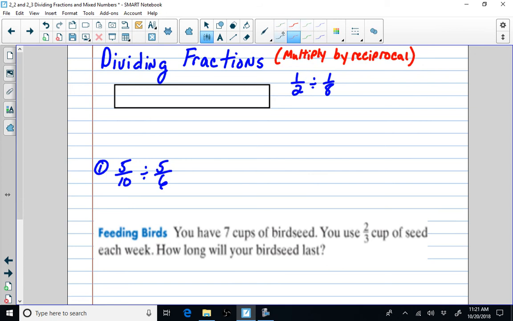Well, if I take a look at my model and I start with 1/2, right? 1/2 is going to look like this. Here's 1/2, and I'll shade this in. There's 1/2. So we have 1/2, and I want to know, well, how many 1/8 are there in 1/2?